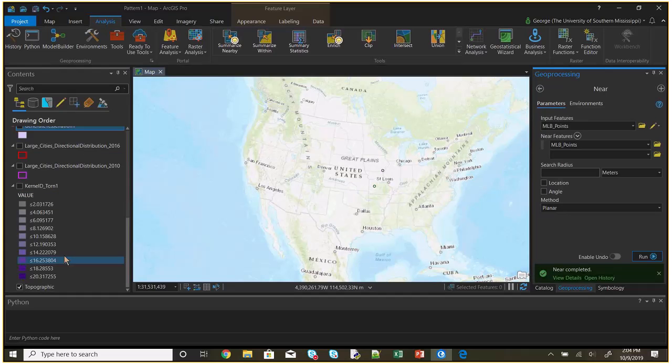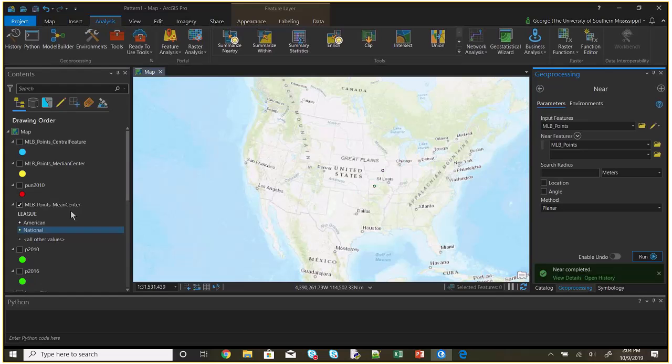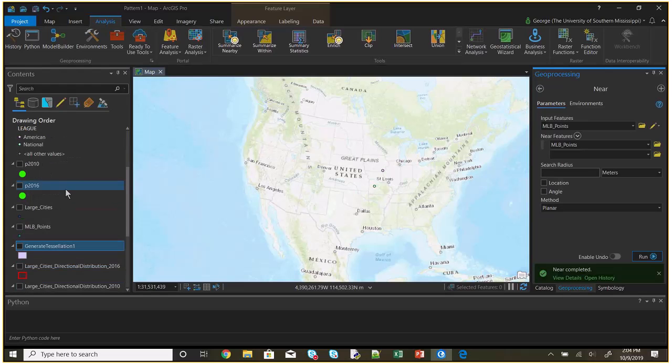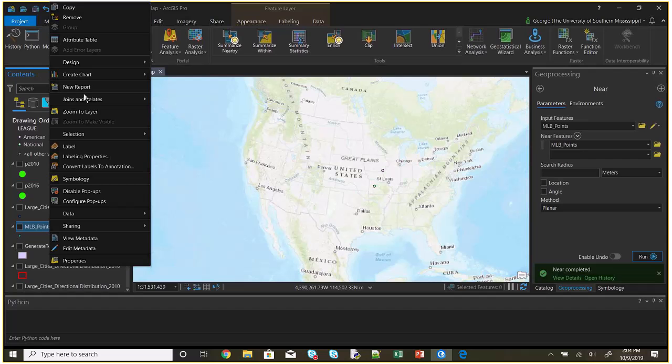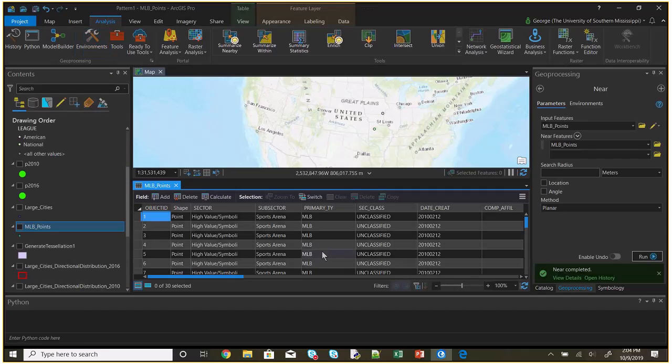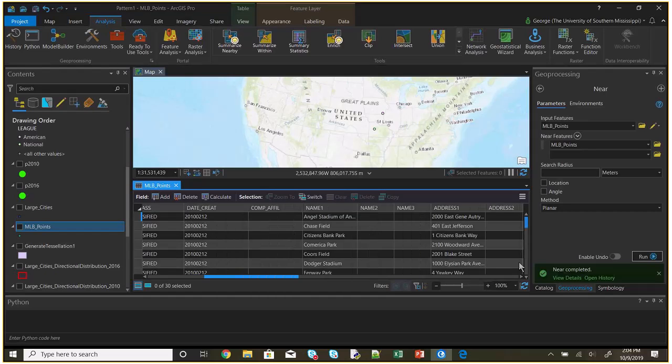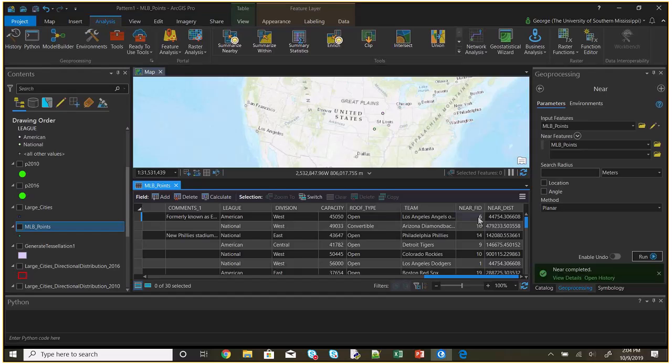Oh yeah, it puts it in there. Okay, so I open up my Major League Baseball points, which are right here, and I go over here. So actually, it worked differently than I expected it to work. I expected this to be 0 because the near FID should be the same one.